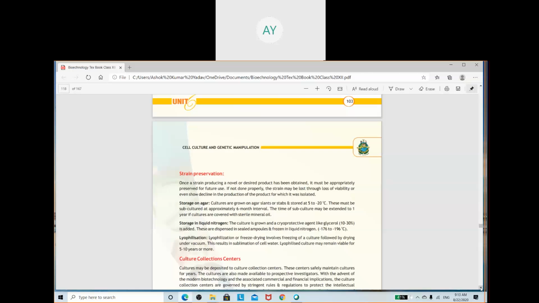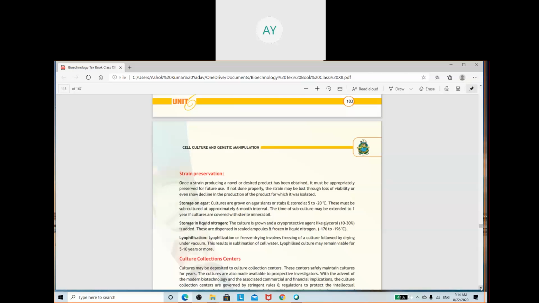The next method is preservation by drying in vacuum. How can you do it? Cultures are dried over calcium chloride in vacuum. Bacterial culture is dried over calcium chloride and then stored in a refrigerator at -10 degrees, -15 degrees. This is the method for longer period preservation, that is air dried culture. We can preserve for 1 year, 2 years, 3 years, like that.